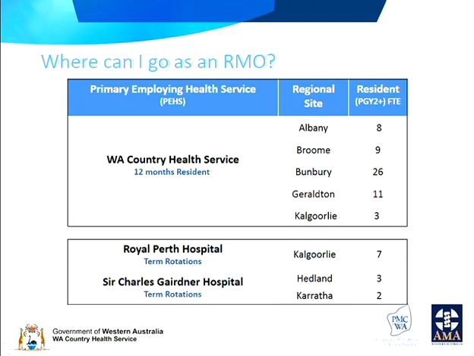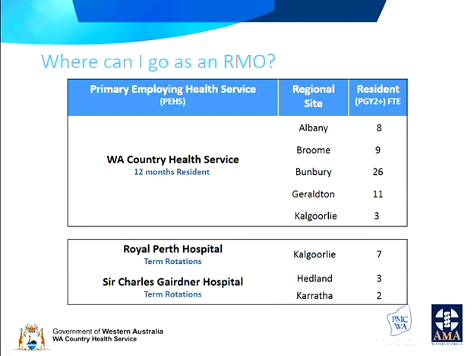So you can be employed directly by WA Country Health, and most positions are for 12 months. There are some 6-month positions. Most of the rotations, as you can see, there's Bunbury has 26, Geraldton 11, Albany 8, Broome 9, and Kalgoorlie 3. So we find a lot of people spend 12 months in those areas. And in Bunbury in particular, there's a lot of ED experience there.